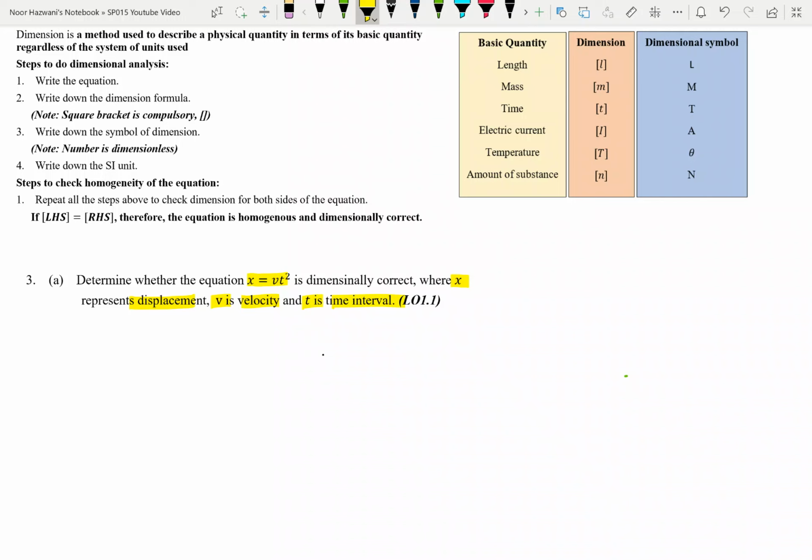So first step, we have to write down the equation. So just copy back the equation given: x equals vt squared. So that's step number 1. Step number 2, you have to write down the dimension formula. Remember that once you want to write down the dimension formula, you have to write the square bracket. So square bracket all the quantities: square bracket x equals square bracket v, square bracket t squared.